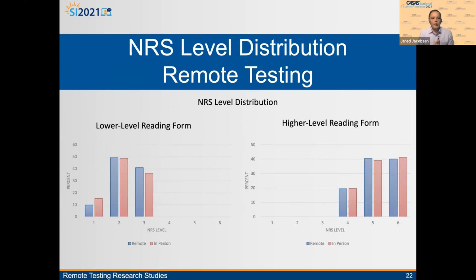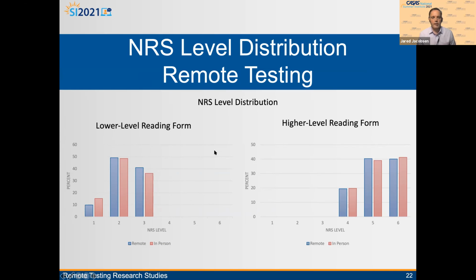So we also wanted to look a little bit at our performance, and meaning how students performed on remote testing in actual scores, and comparing that to in-person testing. One way that we wanted to look at this, or a main way that CASAS tests are used that many of you will be familiar with, is the NRS level that they test into based on their score.